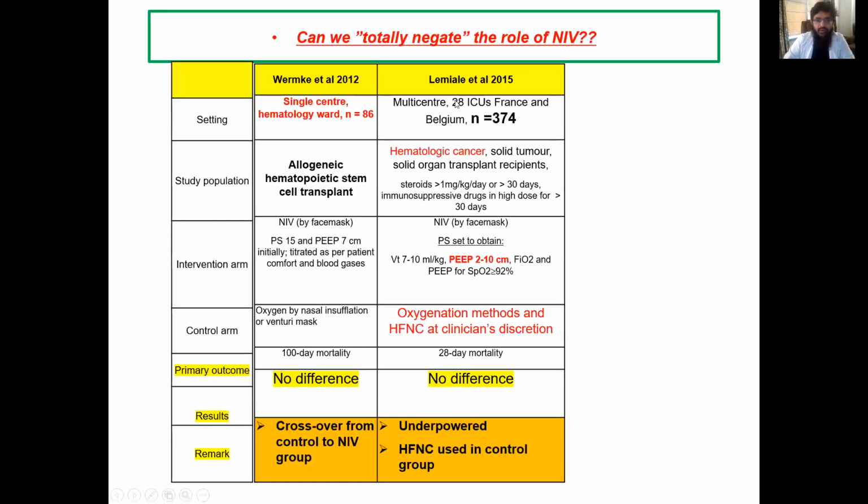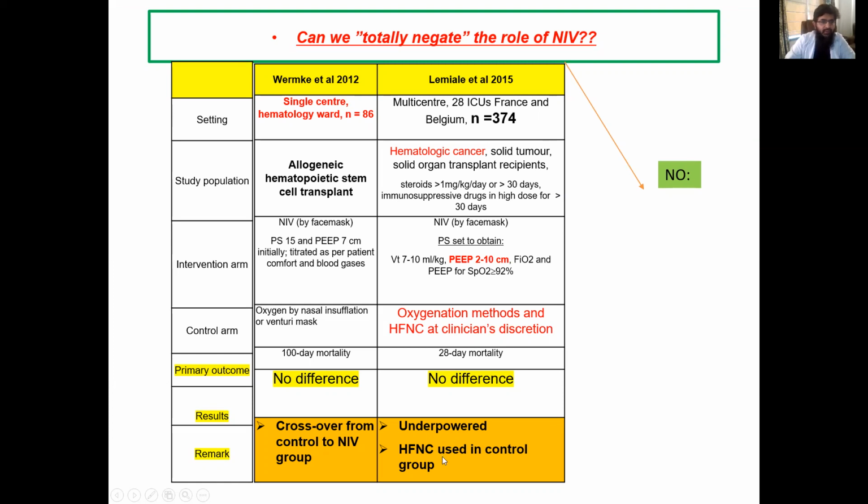So looking at the randomized trials, the largest trial was done in multicentric medical ICUs in France, including hematological malignancy patients, which showed no difference. It has certain limitations, like in the control arm the oxygenation methods were at the clinical discretion, and there was HFNC usage in the control arm.